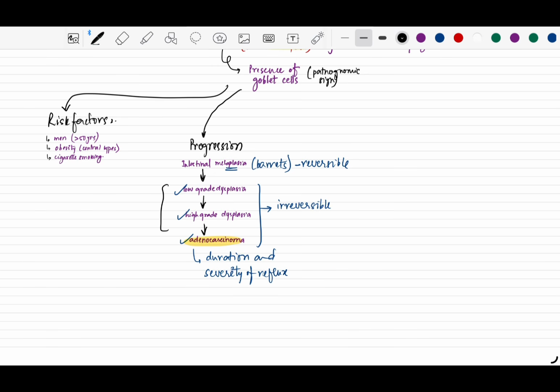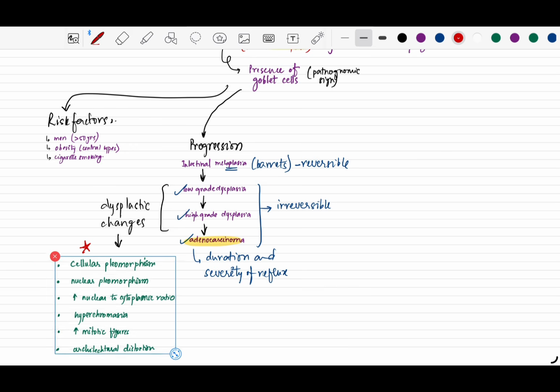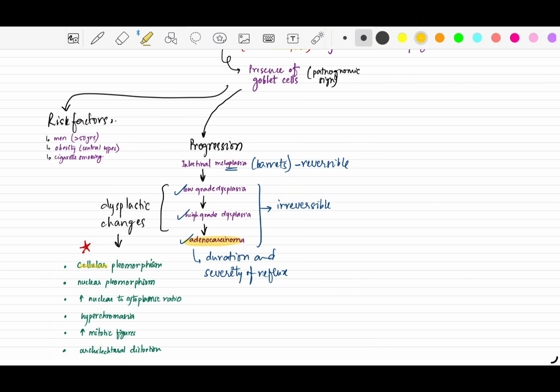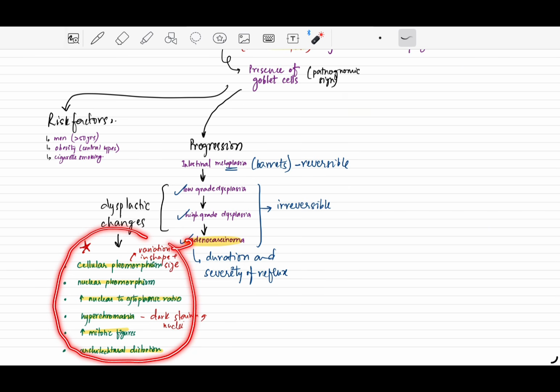Let's also discuss dysplastic changes. These dysplastic changes are actually common in all the pre-malignant conditions of the body, and it is important that we remember them as it is going to help us in other pre-malignant conditions as well. We have cellular pleomorphism and nuclear pleomorphism. Pleomorphism means a variation in shape and size. We are going to have increased nuclear to cytoplasmic ratio, hyperchromasia meaning a dark staining nucleus, increased mitotic figures, and then we can also have architectural distortions. So these are the dysplastic changes that are going to give rise to adenocarcinoma.